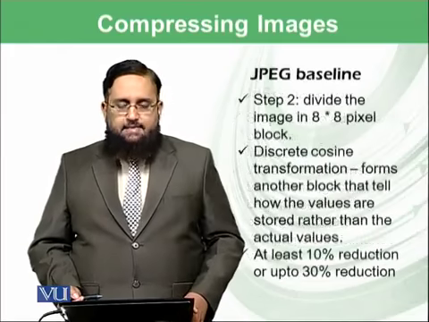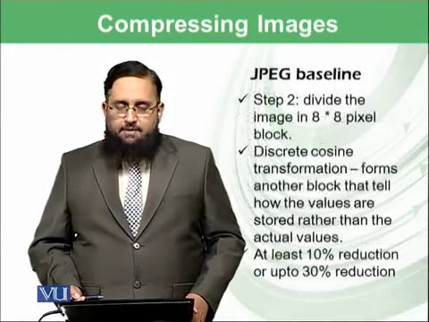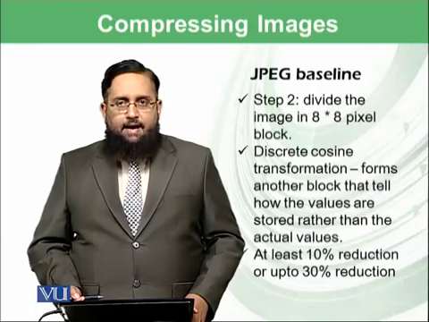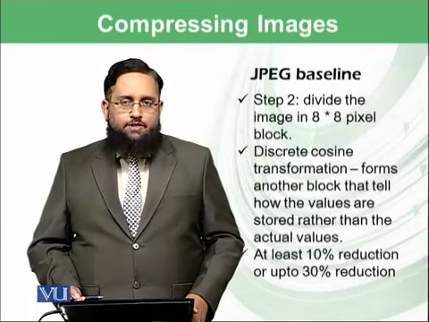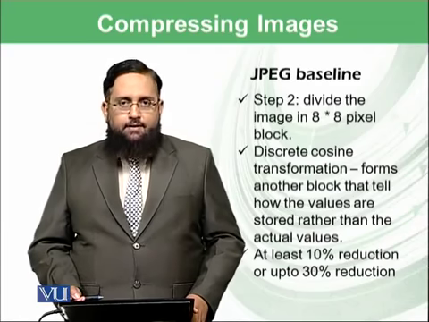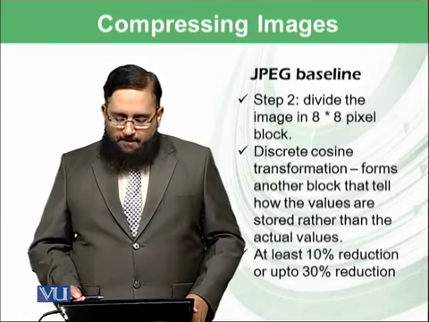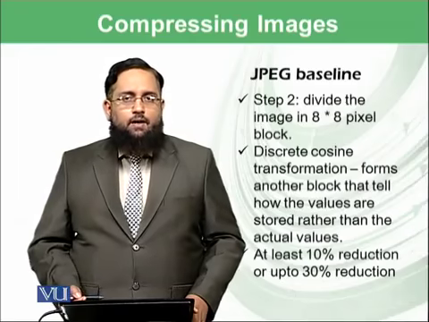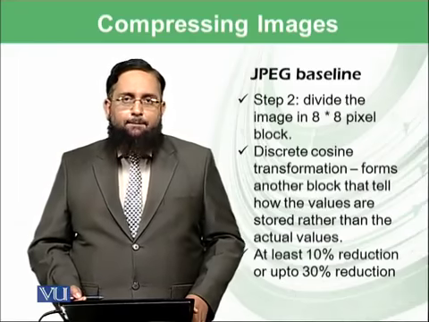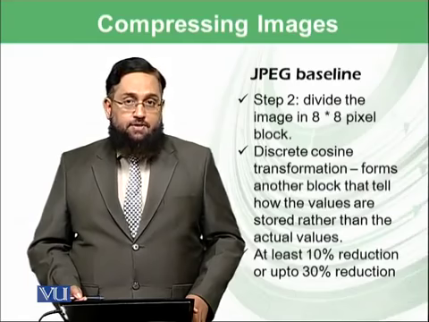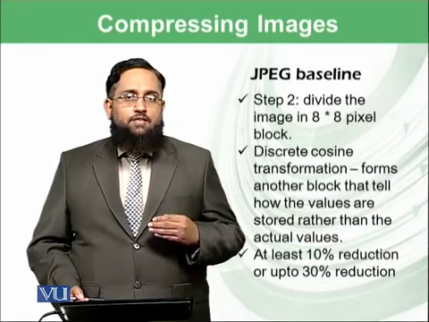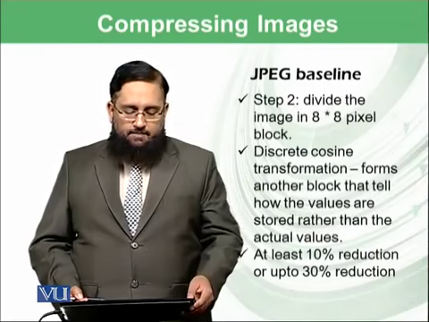And then in the second step, it divides the image into 8 by 8 pixel blocks, and then applies discrete cosine transformation to make it further compact. In this way, it can reduce the image by 10% up to 30%, and the data is lost, but humans cannot judge that the data has been lost.